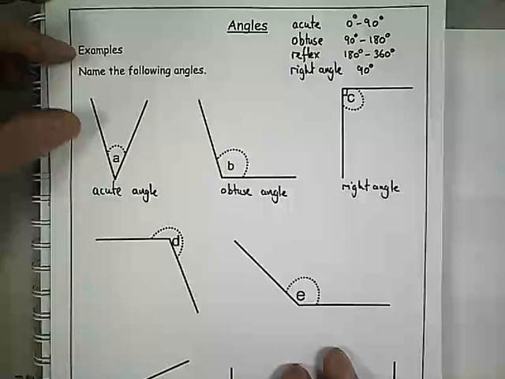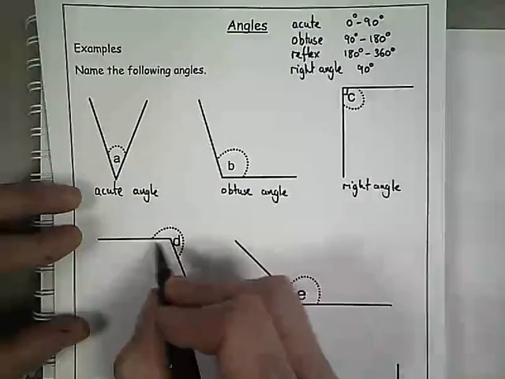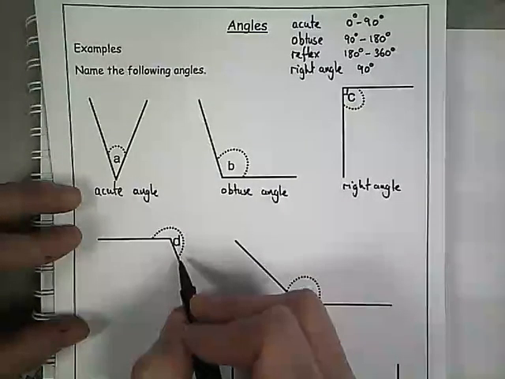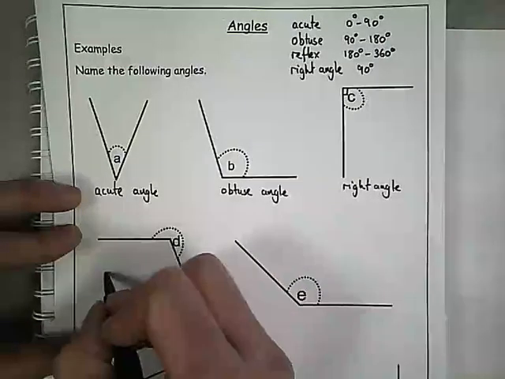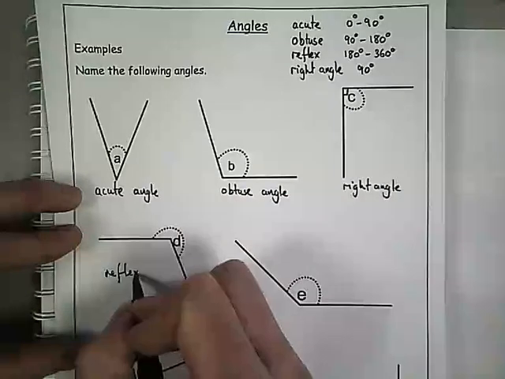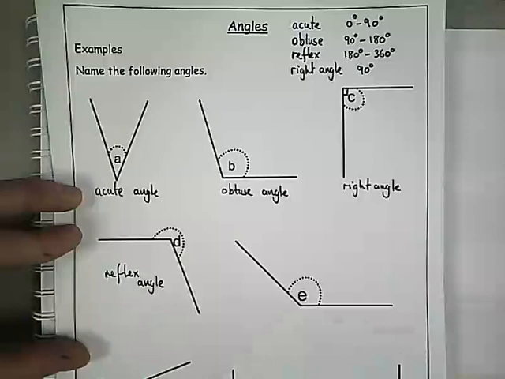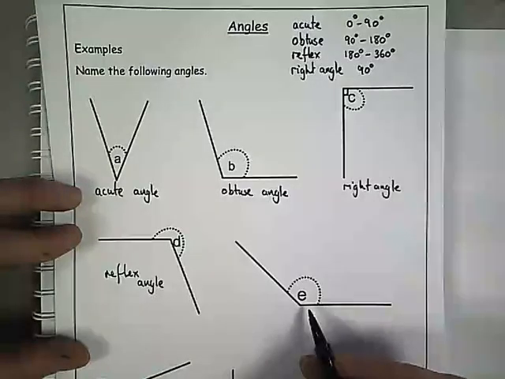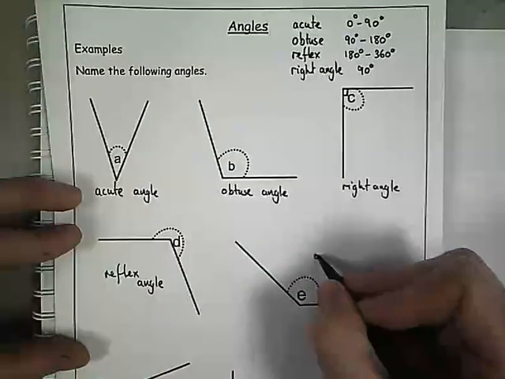Okay, so let's have a look at D. D is the angle on the outside. It's quite long, so it's over the straight line, which means it's over 180 degrees, but it's less than 360, so therefore this is a reflex angle. And E, again, this is greater than 90 but less than 180, so this is an obtuse angle.